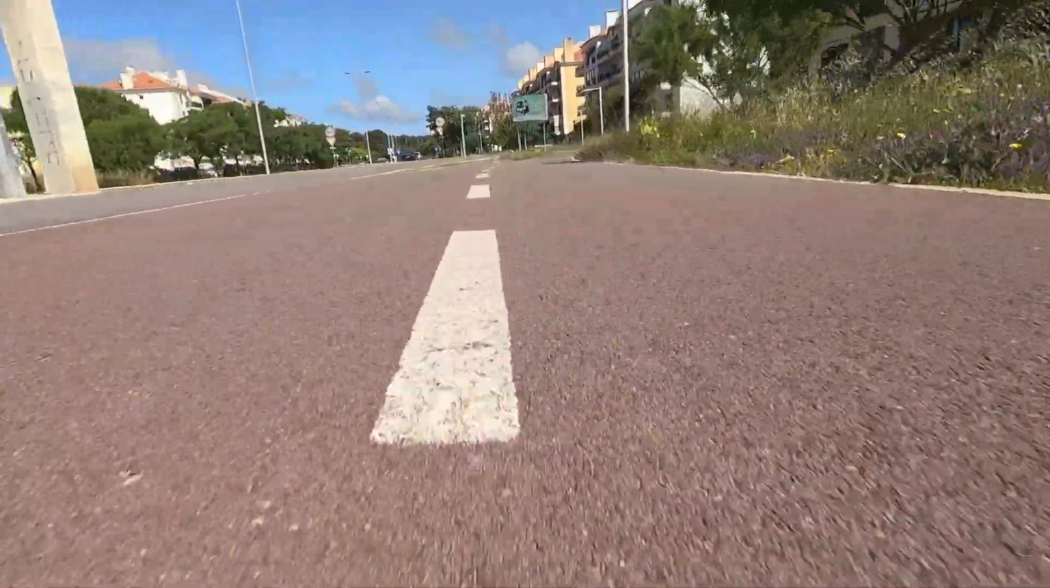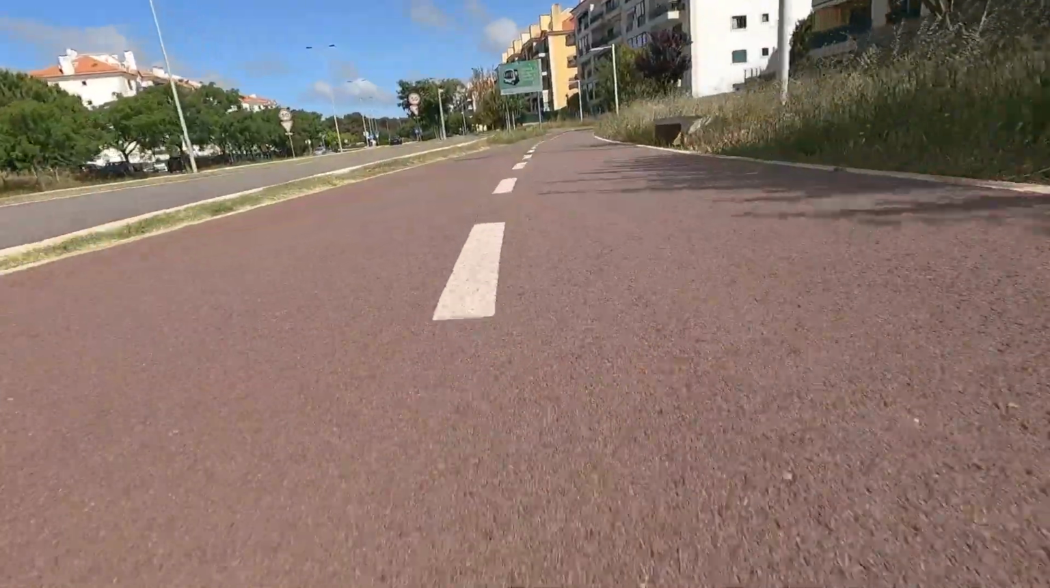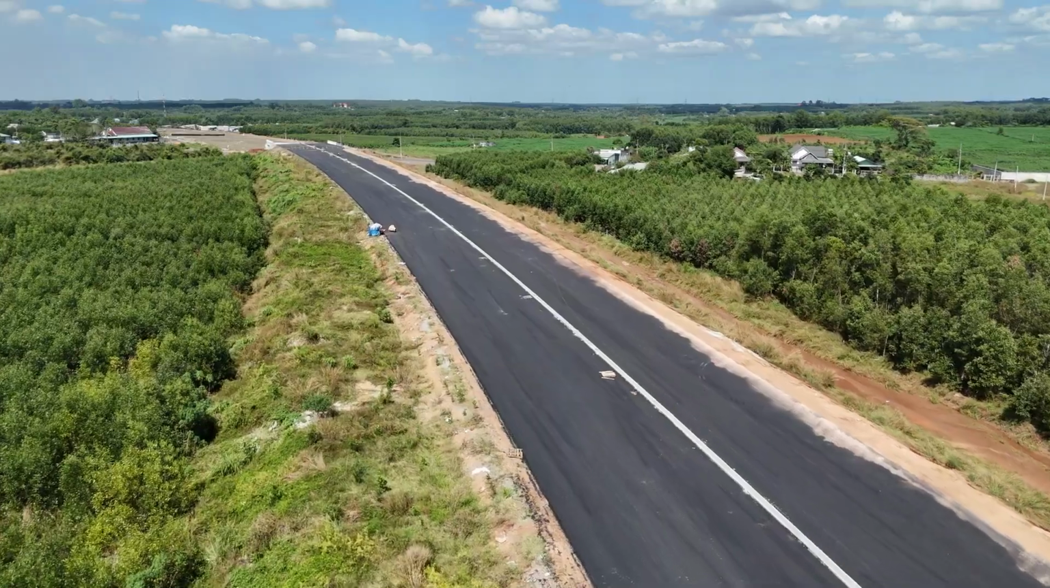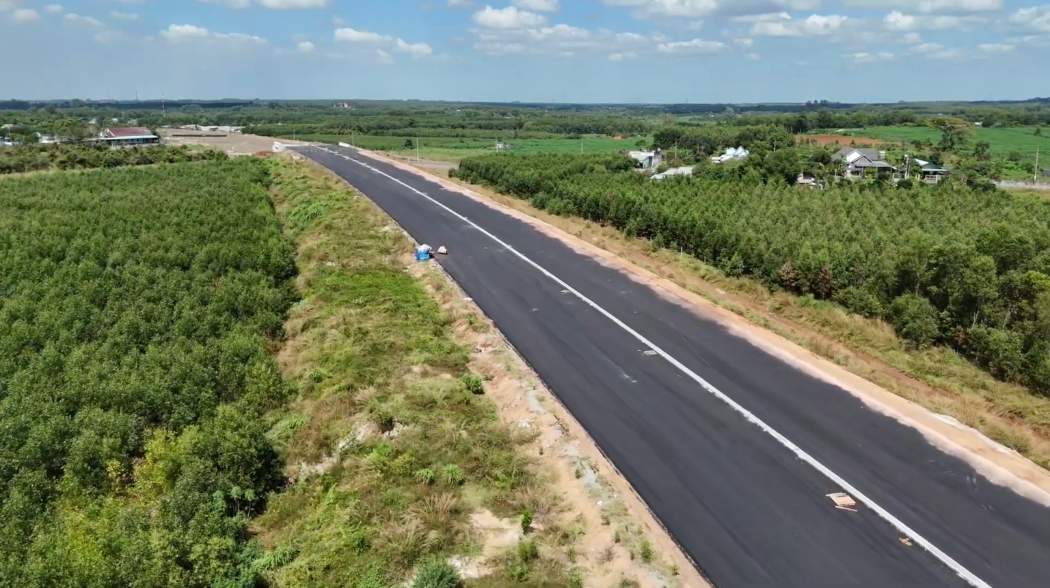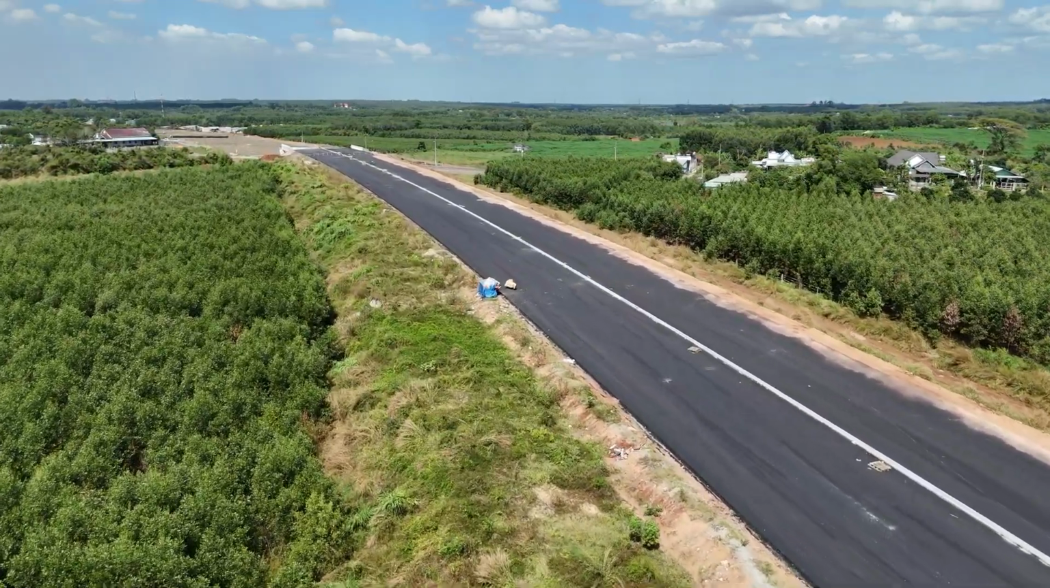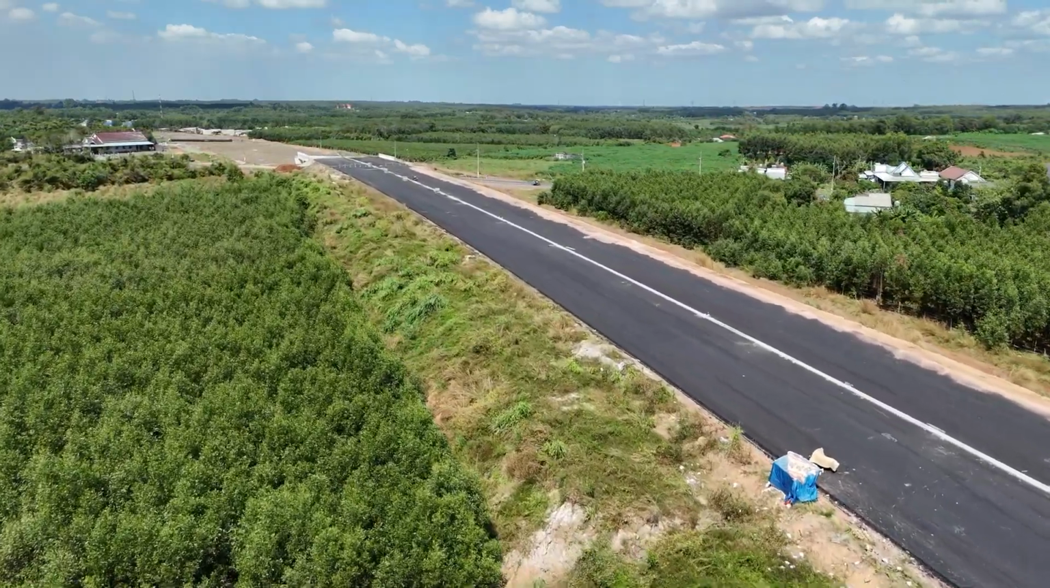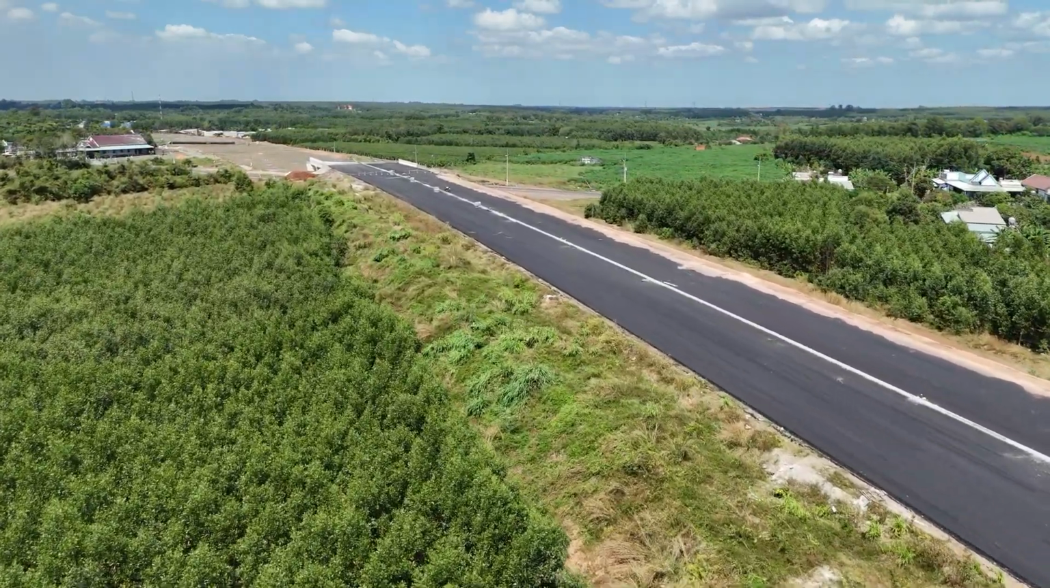It is the result of thousands of years of technological evolution, combining chemistry, geology, and civil engineering into one incredibly versatile material. From ancient waterproofing techniques to modern high-speed highways, asphalt has played a central role in connecting people, cities, and economies.